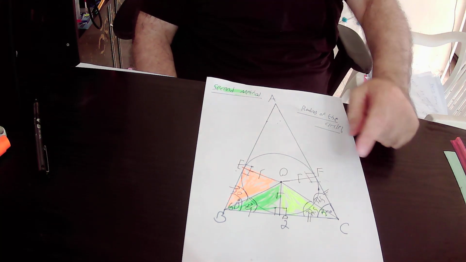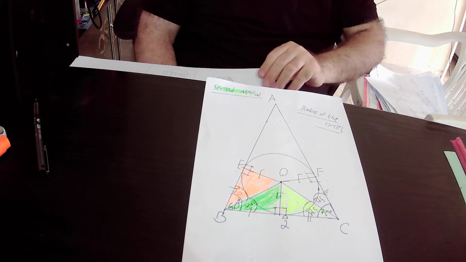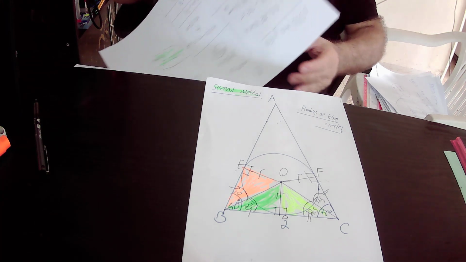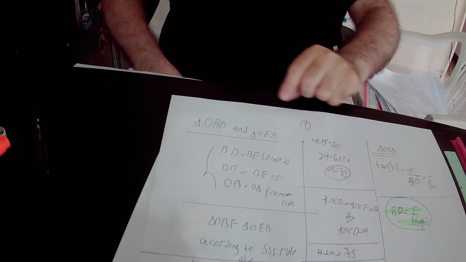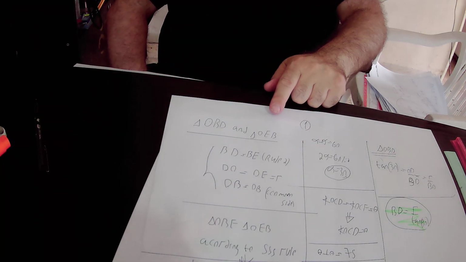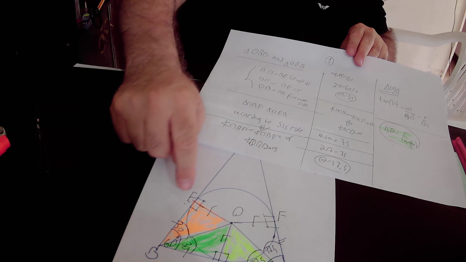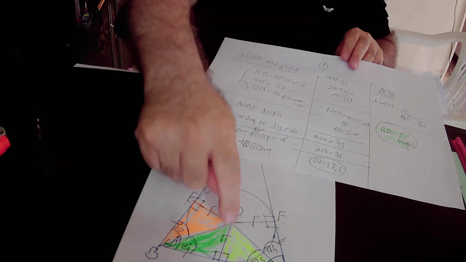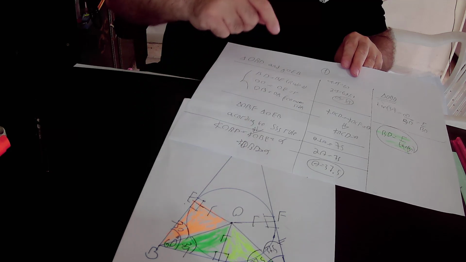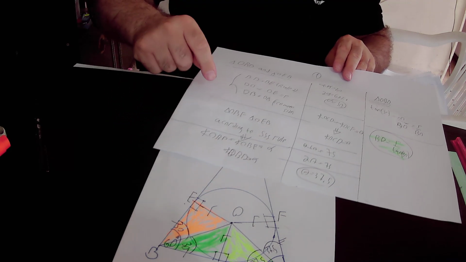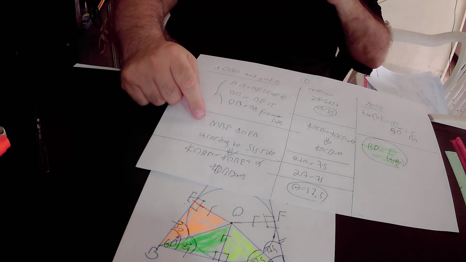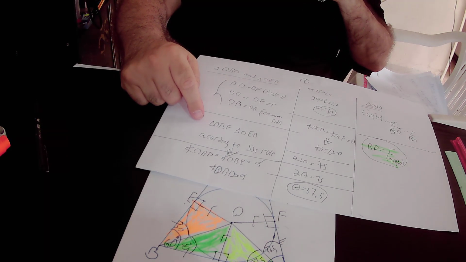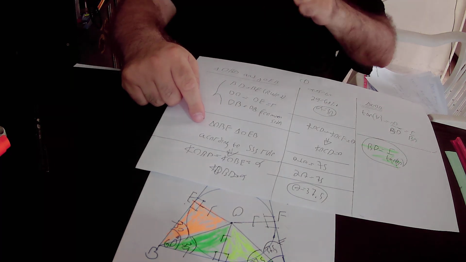Then we proved that the green triangle is congruent to the orange triangle according to the side rule. Here, the green triangle OBD is congruent to the orange triangle OBE. BD equals BE according to rule number 2. DO equals OE, they are both the radii of the circle, and OB is the common side that belongs to both triangles. So we proved the green triangle OBD is congruent to the orange triangle OBE according to the side rule.